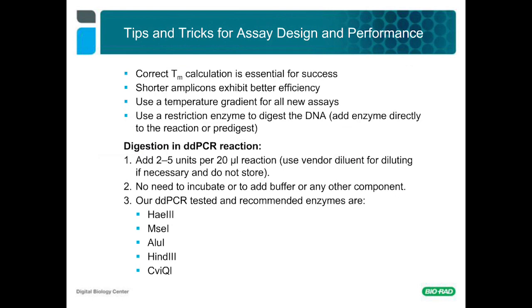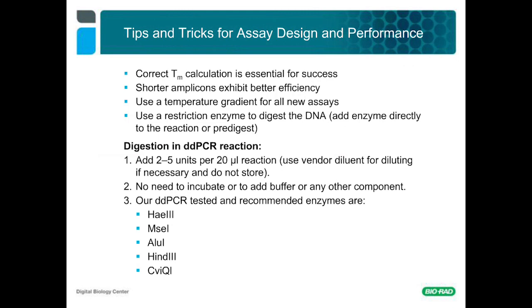Next, let's review a little and discuss DNA digestion. Getting the correct TM calculation for matching primers and probe is essential for success. Shorter amplicons exhibit better efficiency. Use a temperature gradient for all new assays. And finally, remember to use a restriction enzyme to digest the DNA. Note that digestion cannot be used for RNA. We have made the digestion step easy by making it possible to add the enzyme directly to the reaction instead of requiring a pre-digestion. Here is the protocol.